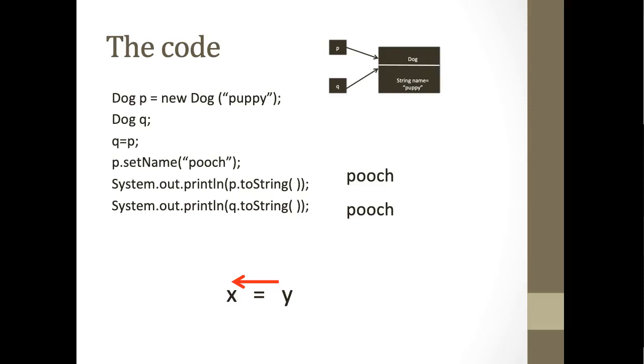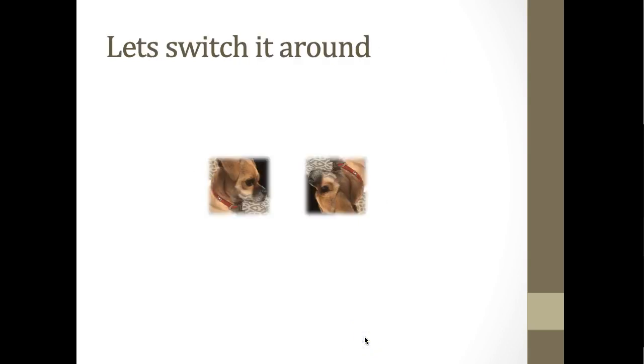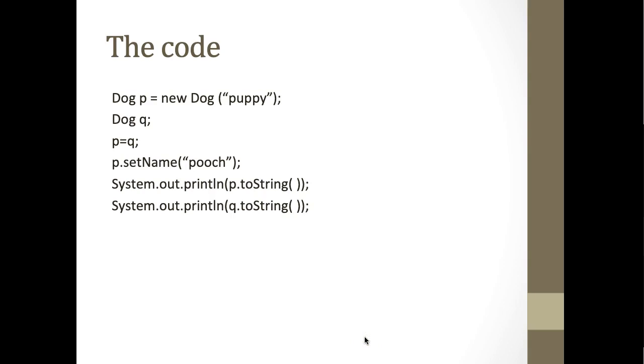So I hope you took the time to actually write the code and try this. But now, okay, we're gonna actually switch it around. So we have this, and we are going to switch it around in the following way. Okay, so the code was Dog P equals new Dog("Puppy"), right?